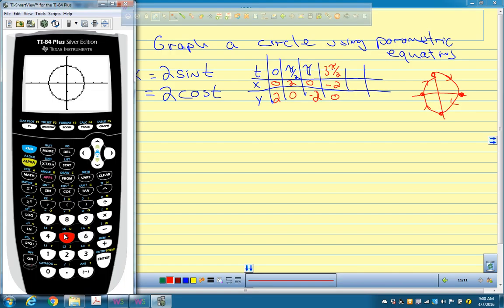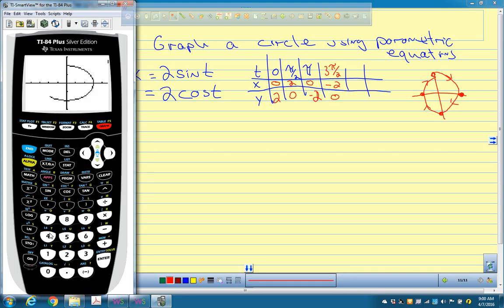How do you think I could change this into an ellipse? Go ahead, Trent. Change it. Right. Put a different number in front of one of these, right? So if I were to change this, for instance, like Trent said, change that to a 3, now I hit graph. Now it stretches out to 3 on that.